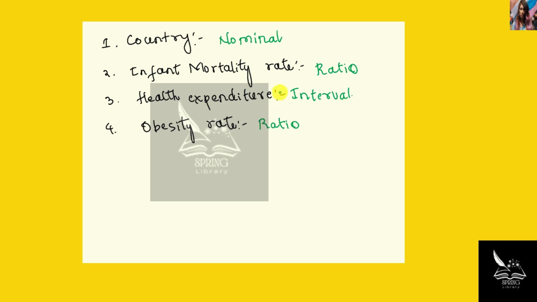Then average income per capita. This is interval. The variable average income per capita represents a continuous quantity that measures the average income of individuals in a population. It has equal intervals between the values but does not have a true 0 point. Therefore, it is an interval variable.